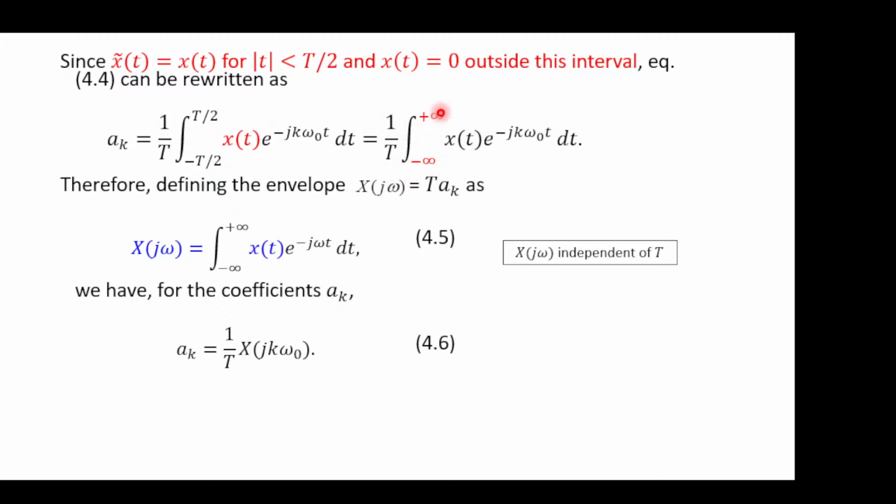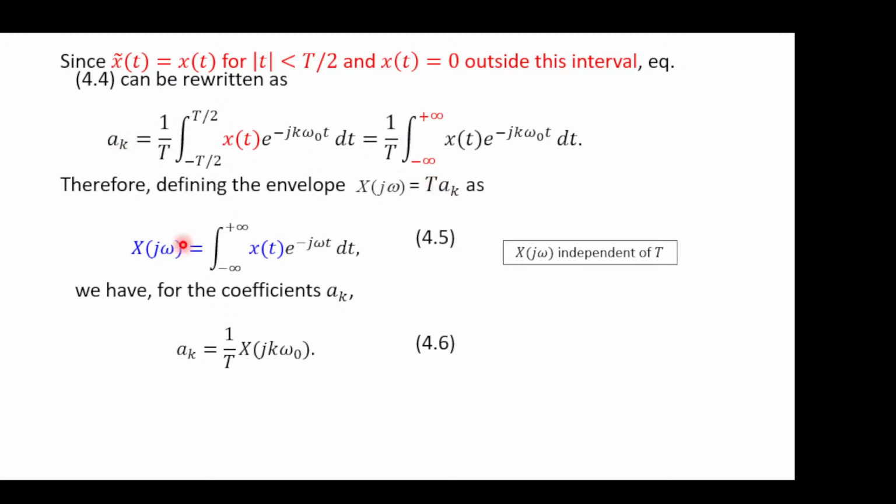So this is the integral from -infinity to +infinity of x of t e^{-jkω₀t} dt, divided by 1 over T, or rather, multiplied by 1/T. So here we do some clever substitution, and this is still a_k. And now we define this envelope function as T times a_k again, because you kind of see that this enveloping function is very nice. And it's indeed very nice.